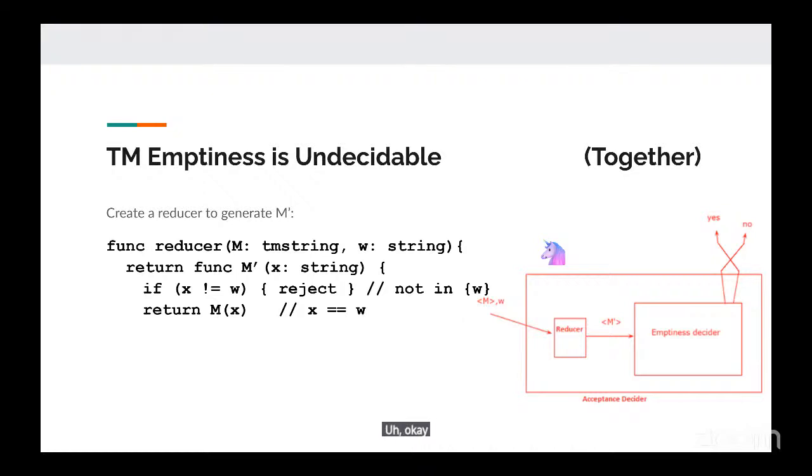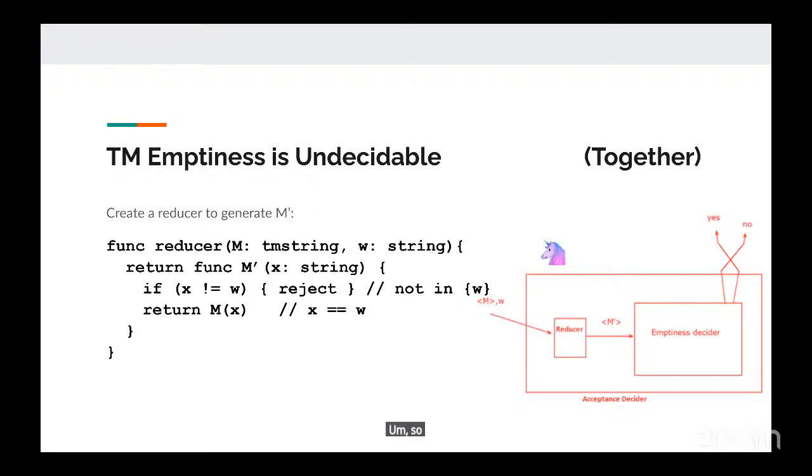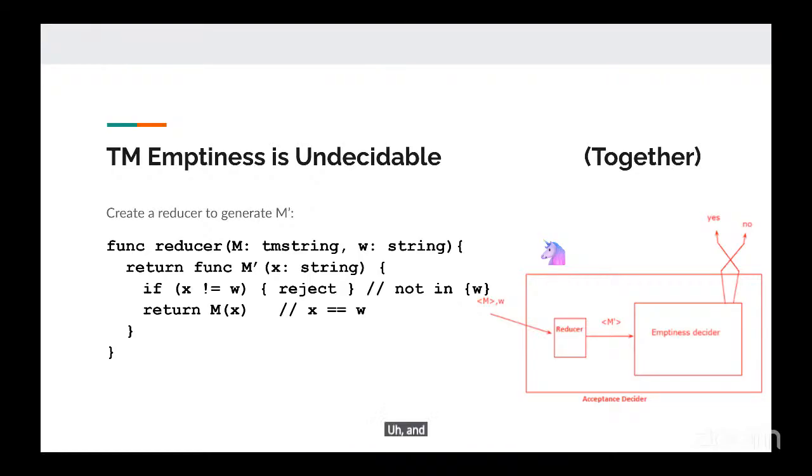Oh, sorry, no, it doesn't just want one string. We're giving back just one machine, right? That's fine because the emptiness decider wants one thing. So what the new function is going to do, this new Turing machine M prime, is just check if the string that it's been given is not equal to W. And if it's not equal to W, then you reject. Otherwise, it just returns the original machine and what it says about that string.